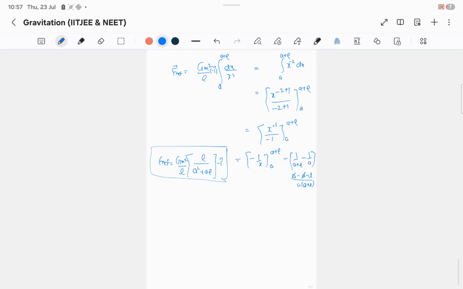And sometimes they can mention that a is very much larger than l, which means the rod is kept very far away from that point. Then you can neglect l. Then your answer F net will be G m1 m2 by a square, because a is very much greater than l, so you can neglect l. So this will be a square.